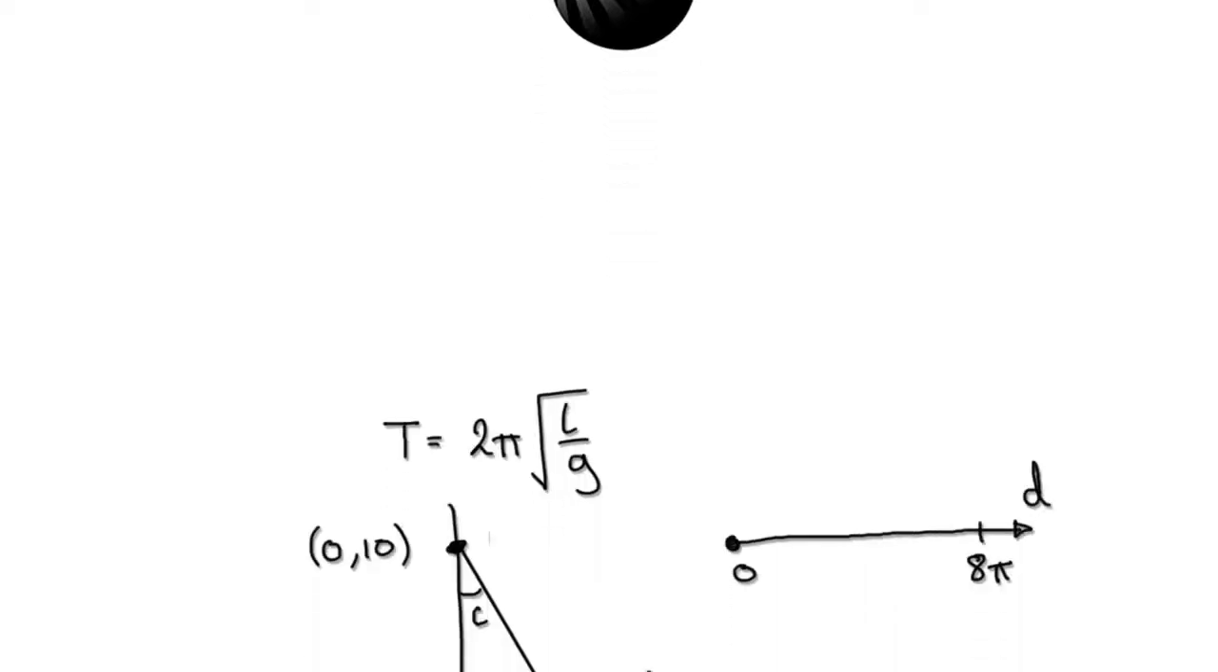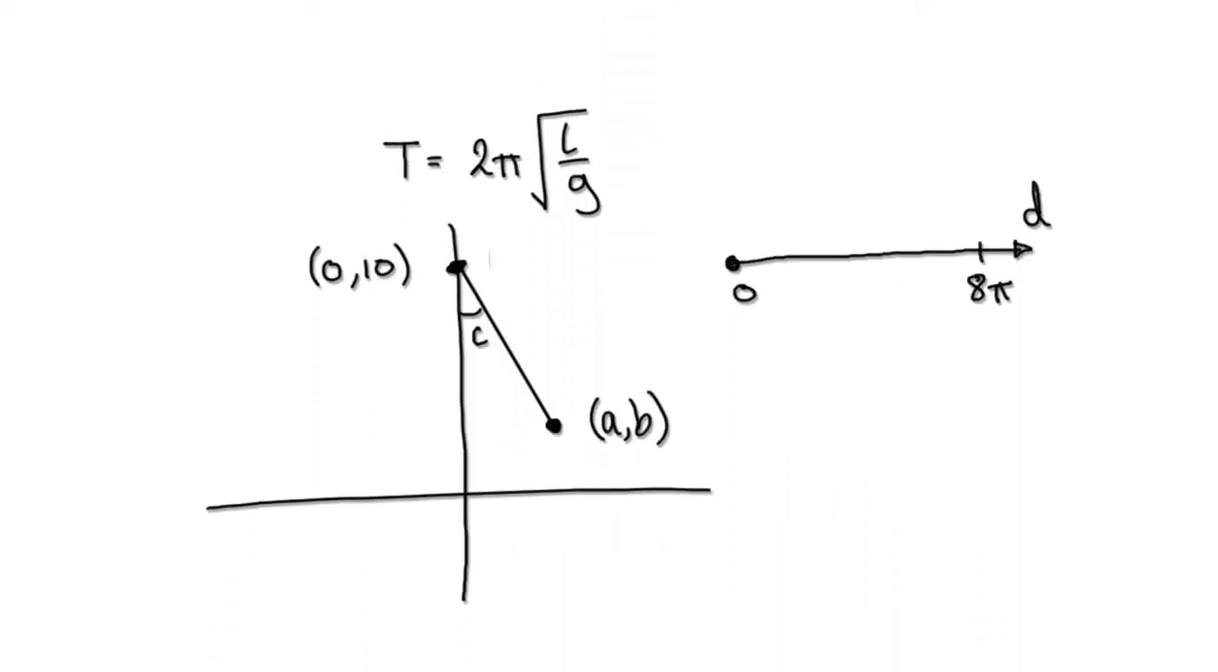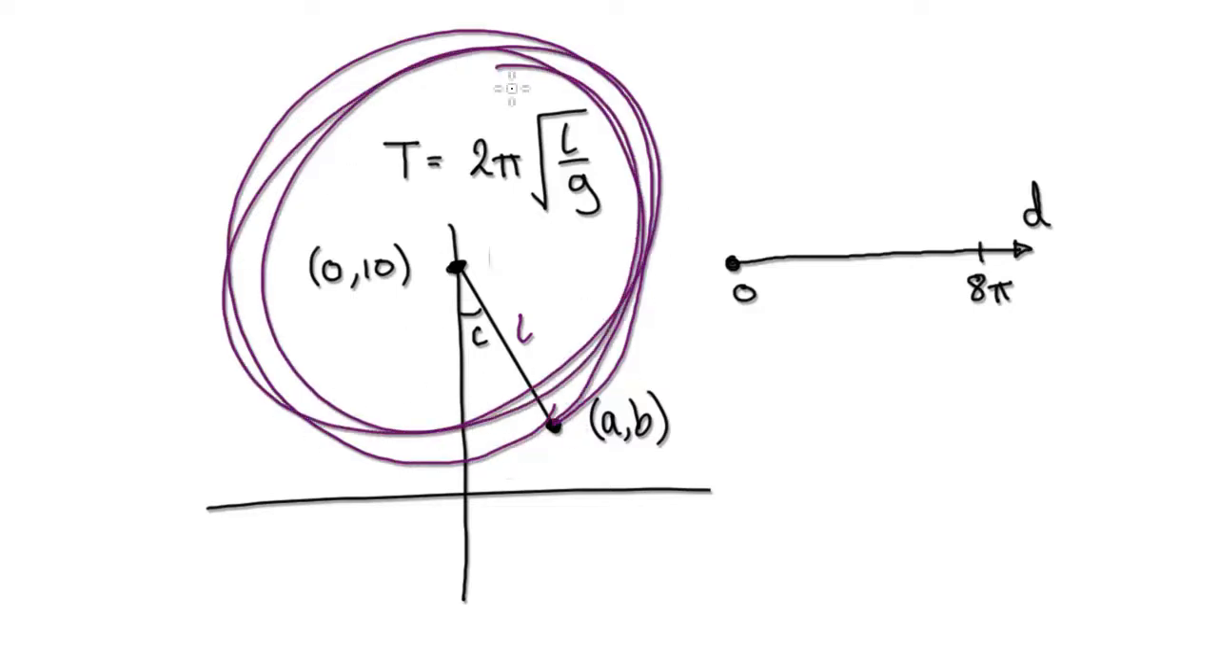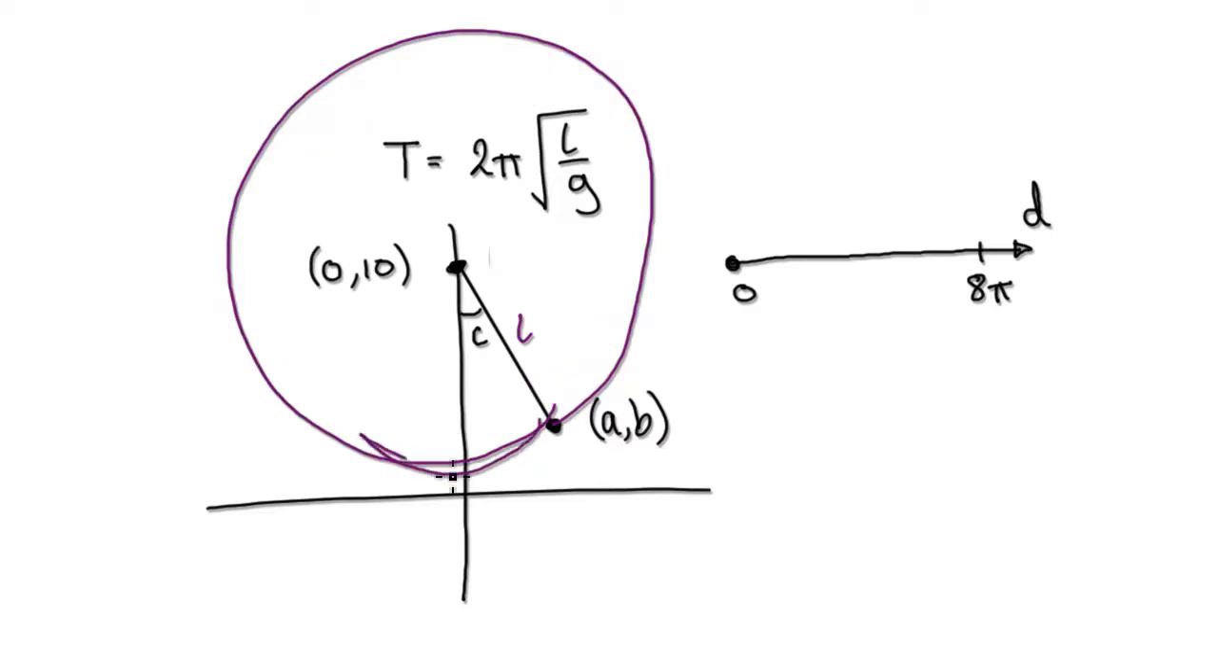Following on from the previous video, we got to this stage here where D represents our time. So it starts at 0 and then it scans all the way to 8 pi. And C is the angle in here. And we've worked out L, the length of the string, and we've also drawn a circle of radius L, and the particle just keeps on spinning round and round like this. We now need to get it to swing back and forth.